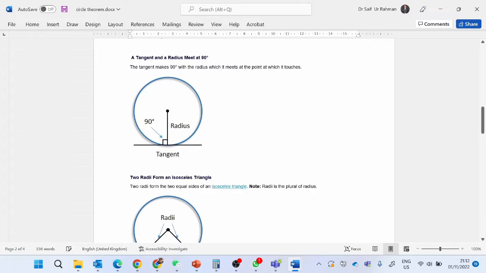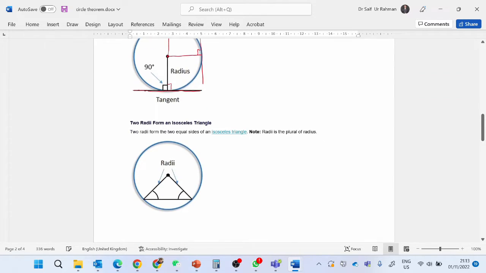And the second theorem is a tangent and a radius meet at 90 degrees. So for example, there is a tangent line passing through. The tangent is the line which just touches the circumference, and a line coming from the center, the radius, is always at a 90-degree angle. It does not matter, it can be on this side as well. Even if it's here, it will again be 90, or anywhere. So a tangent and a radius meet at a 90-degree angle. So this is also a theorem.